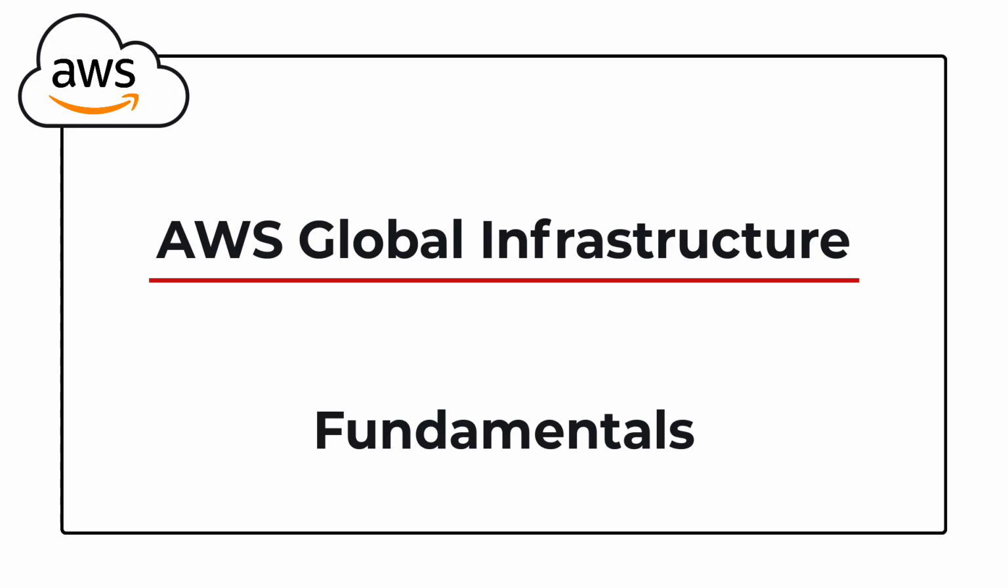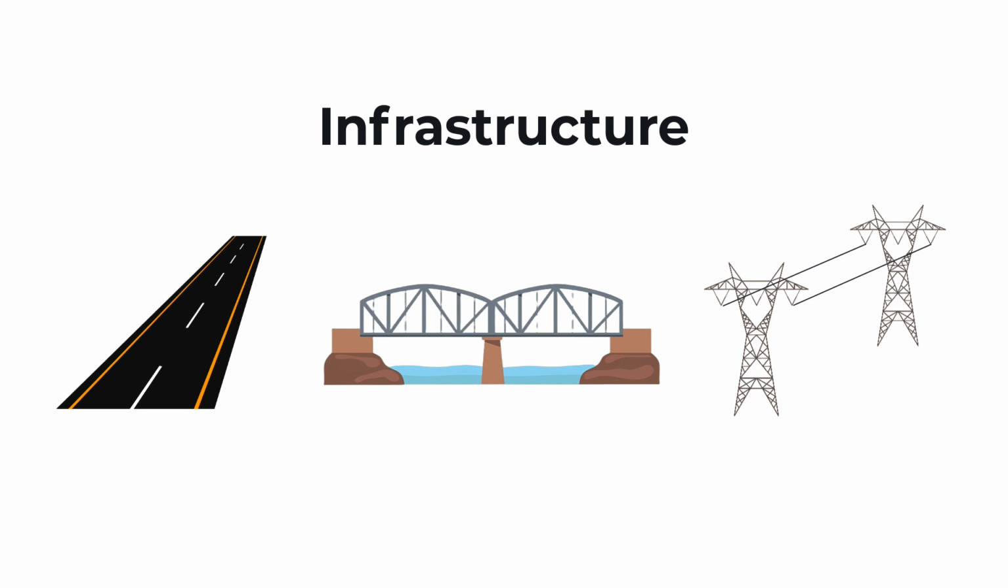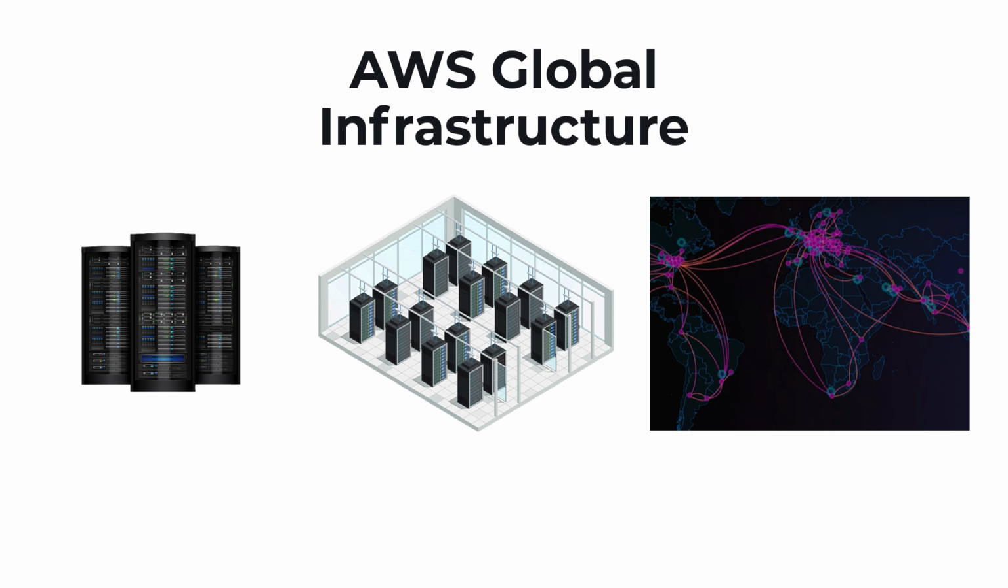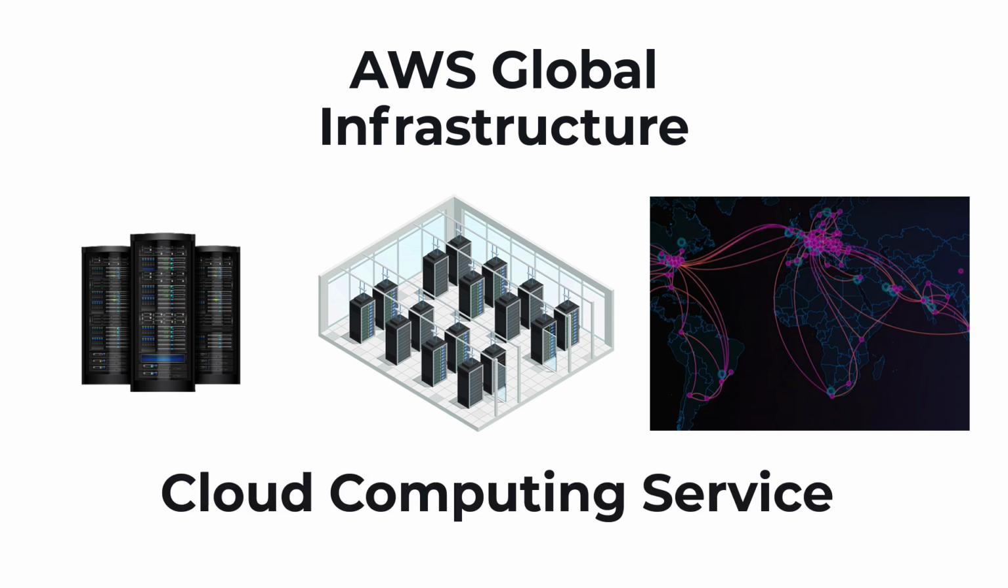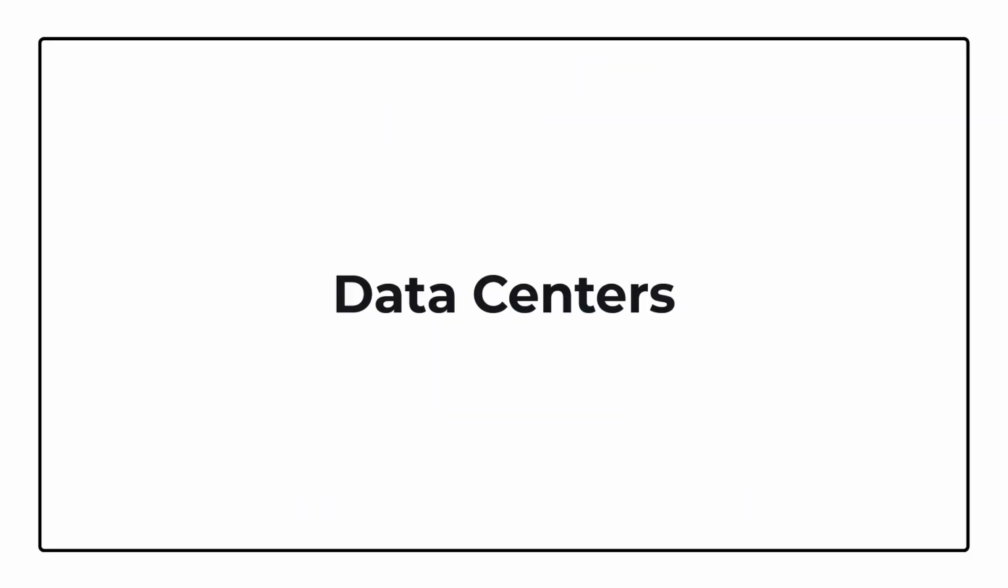Hello, in this session, I want to explain what AWS Global Infrastructure is and why it's important to understand when building on AWS. When you hear the word infrastructure, it typically means things like roads, bridges, and electrical grids. These components work together to provide a service-like ability to travel. Likewise, AWS Global Infrastructure is made up of things like computers, data centers, and high-speed networks to provide a cloud computing service. So let's start with AWS data centers.